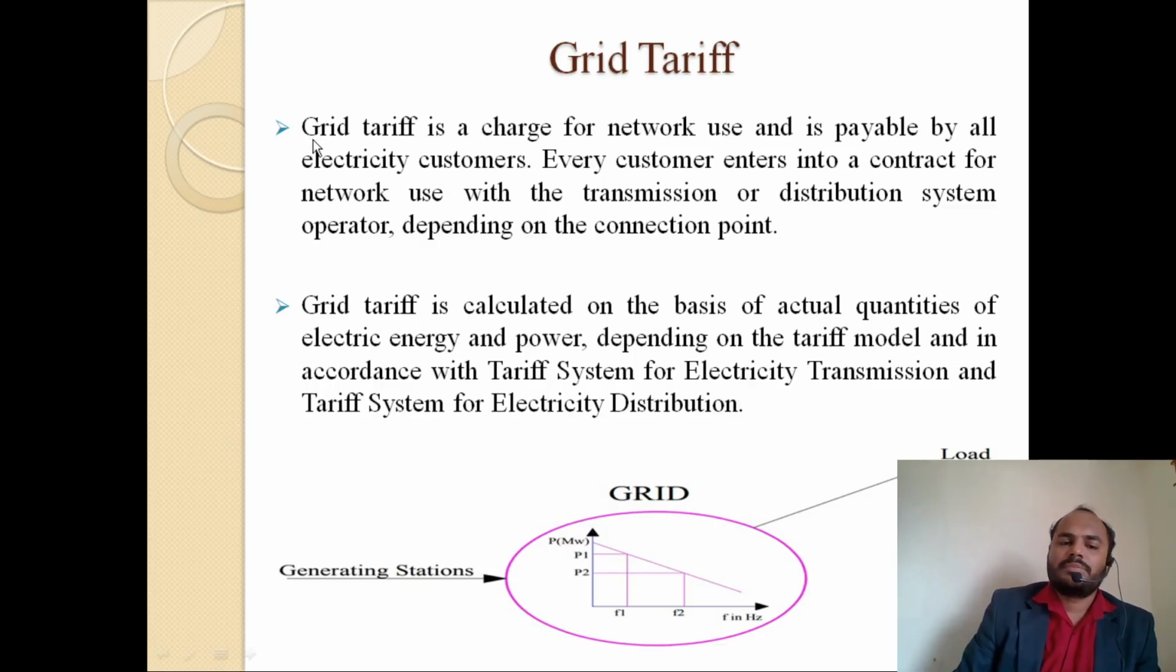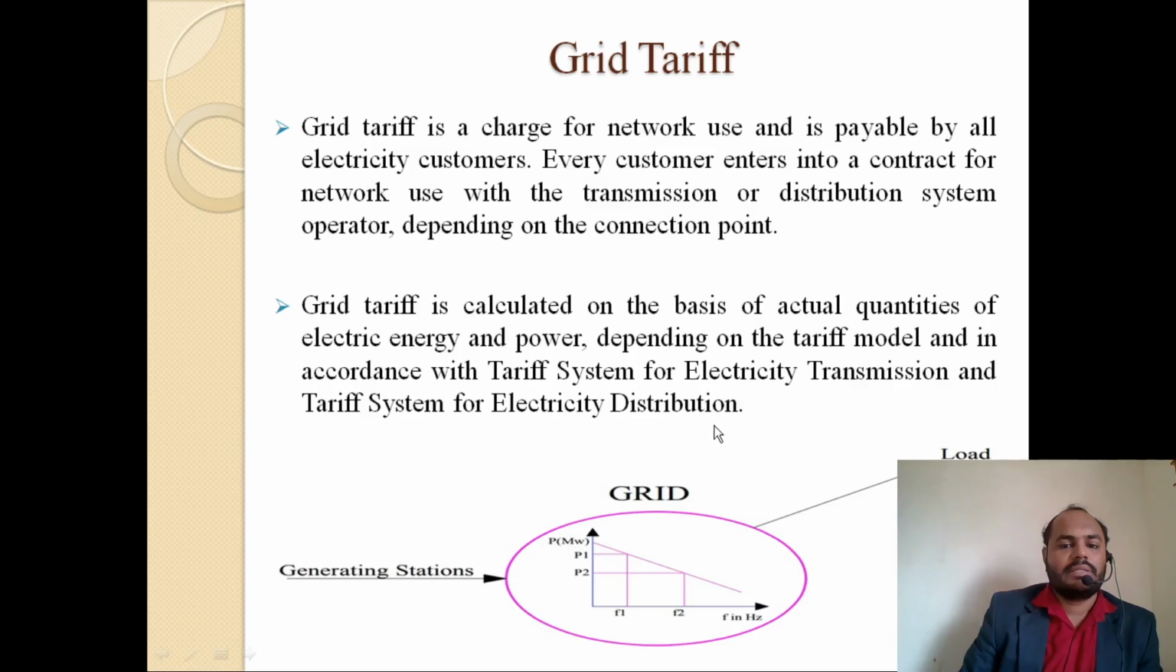So first point, grid tariff is a charge for network use and is payable by all electricity customers. Every customer enters into a contract for network use with the transmission or distribution system operator, depending on the connection point. Second point, grid tariff is calculated on the basis of actual quantities of electric energy and power, depending on the tariff model and in accordance with the tariff system for electricity transmission and the tariff system for electricity distribution.